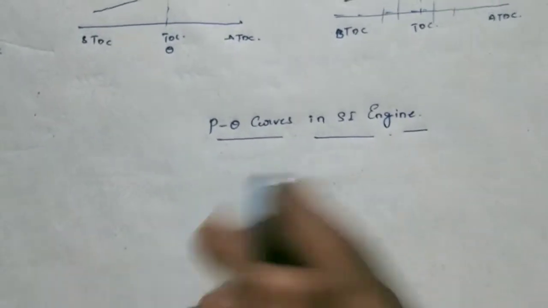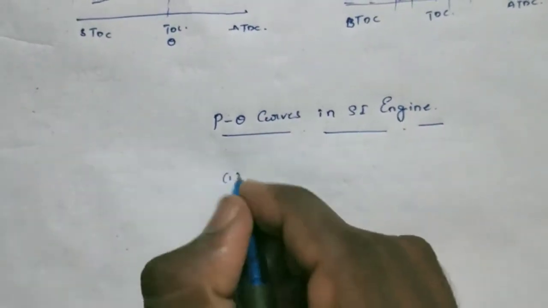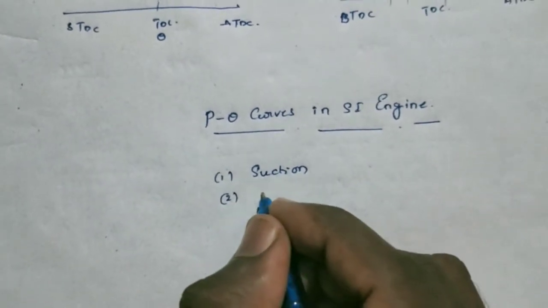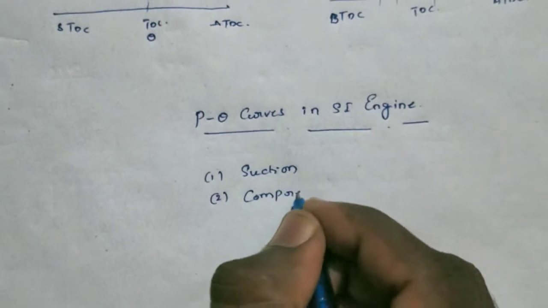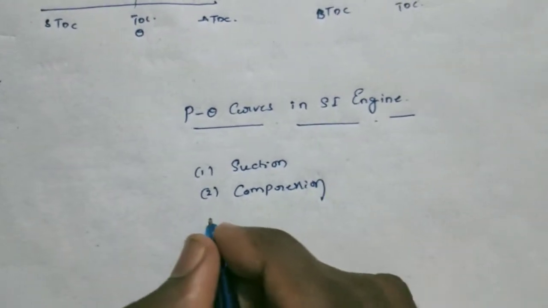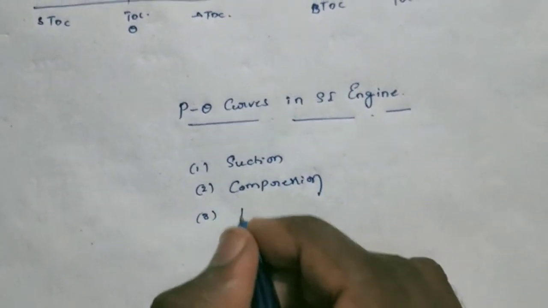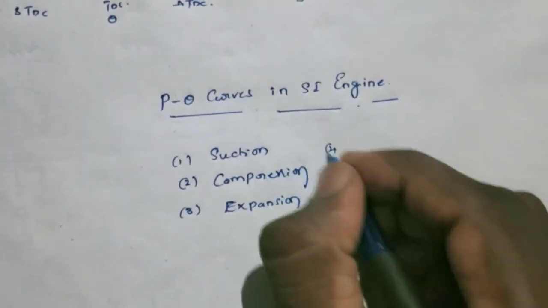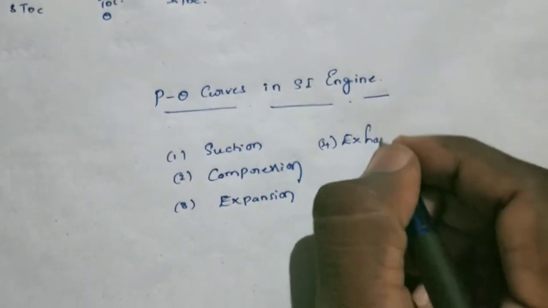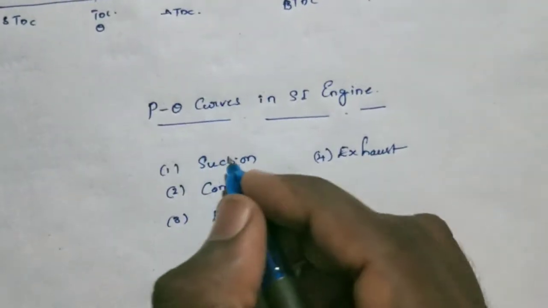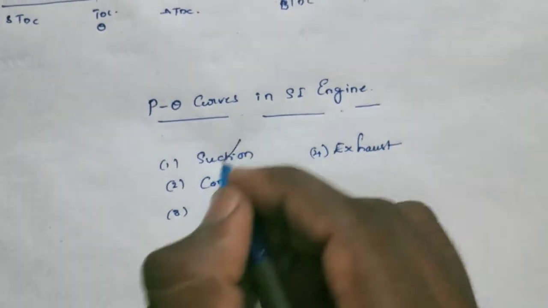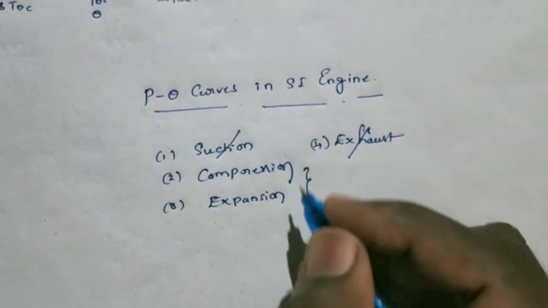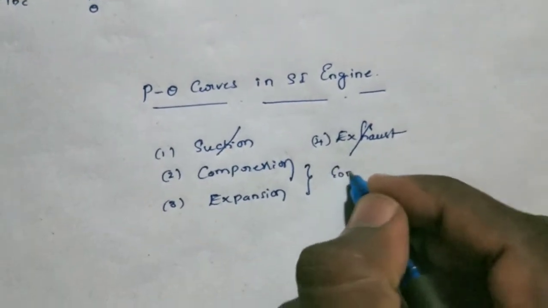We all know that we have a four-stroke SI engine. We have four strokes. One is suction, another one is compression, third one is expansion, and fourth one is exhaust. We don't discuss suction and exhaust in this combustion situation. We are considering only compression and expansion, because in between these only combustion takes place.